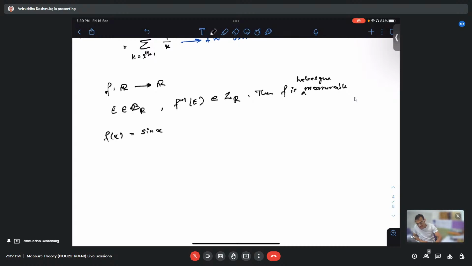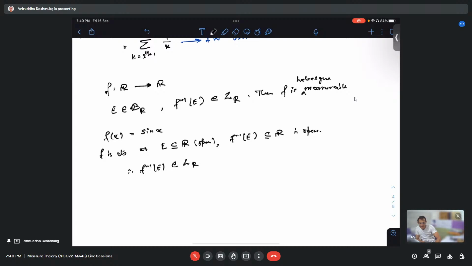It is continuous. So f is continuous implies that if I take an open set in R, the pre-image is going to be open. Right. So what I am saying is that the pre-image of every open set is Lebesgue measurable. Therefore, yes, f inverse E is in L(R).